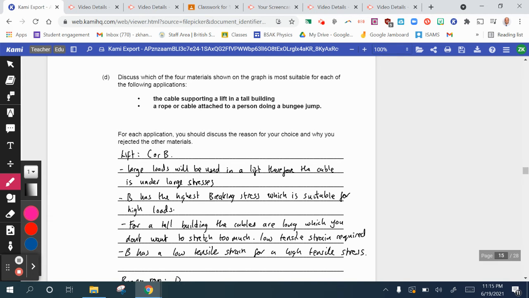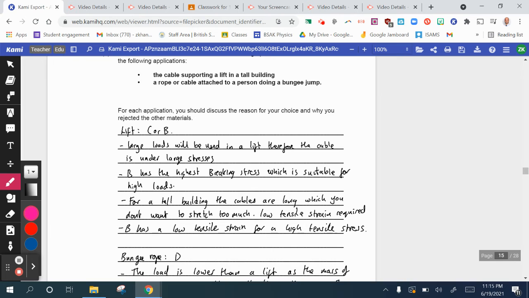Now, this is another valid point. Tall buildings, that's what it says here. So we need a long cable. So the cable can't extend by much either. You don't want it to stretch too much at all. So you want a very low tensile strain, because the strain is to do with the extension, the fractional change in the extension. So with a long cable, you don't want it to extend much at all. So you want a low strain.